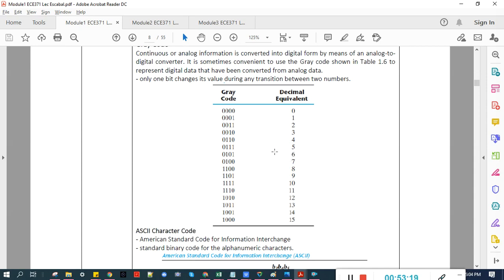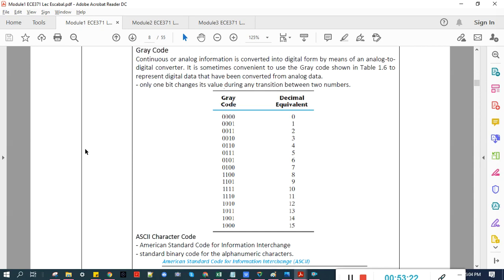But we know that for continuous or analog data, the value changes gradually, so we expect that it does not change abruptly from 3 to 7. It does not happen like that. So gray code is very useful for analog to digital converters because only one bit changes.